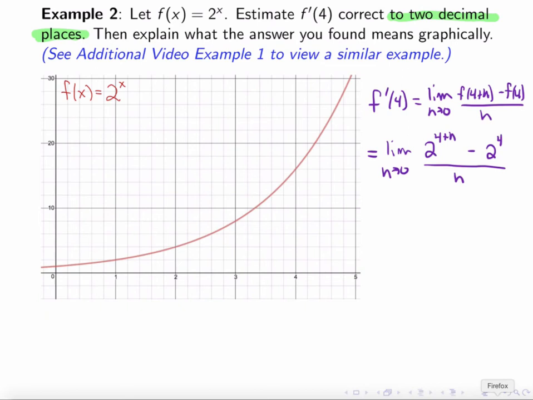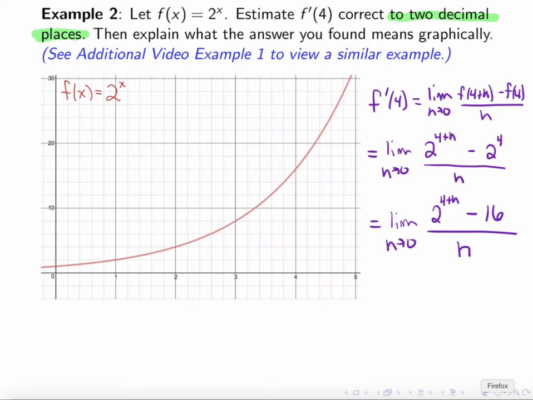So that limit that I need to calculate simplifies to the limit as h goes to 0 of 2 to the 4 plus h, that's f of 4 plus h, minus 2 to the 4th, that's f of 4, all divided by h. And 2 to the 4 plus h, I can't simplify because of the h. But 2 to the 4th, I know what that is. 2 to the 4th power is 16. So I can rewrite this limit as the limit as h goes to 0 of 2 to the 4 plus h minus 16, all divided by h. And then the expression that I'm supposed to be taking the limit of is as simple as possible.